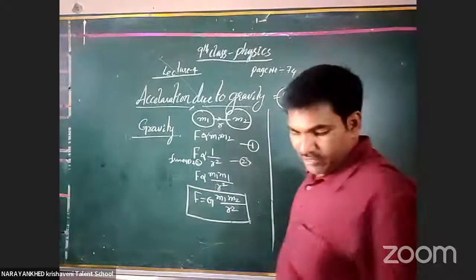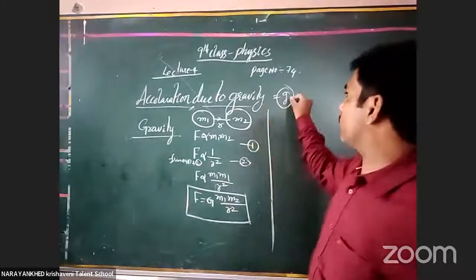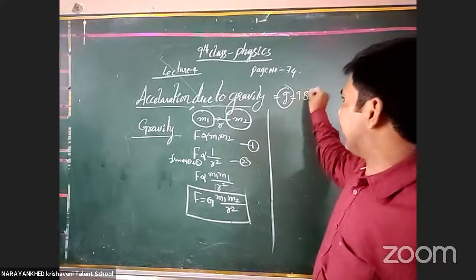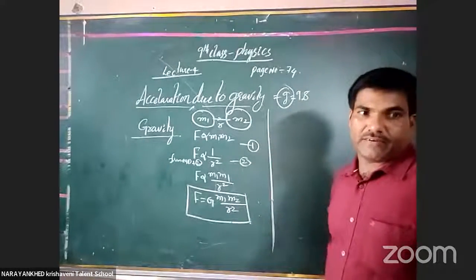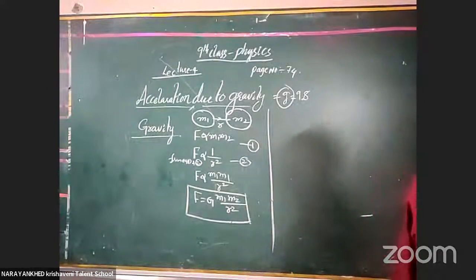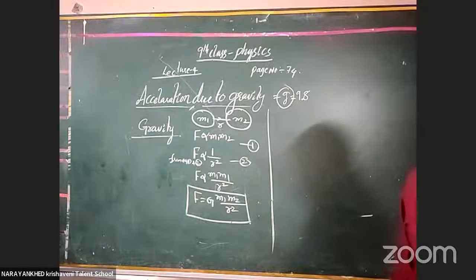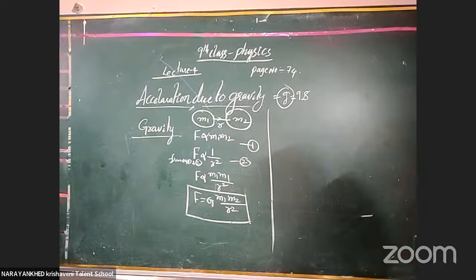Next, students, why is the value of acceleration due to gravity 9.8? Why have I written 9.8 only? Because I am not going with any other value. We have to prove that. It is not contained in our textbook, so let us go through it once.